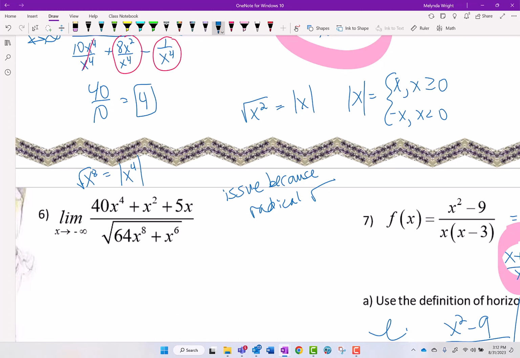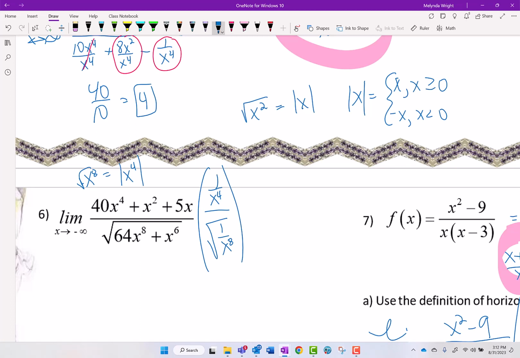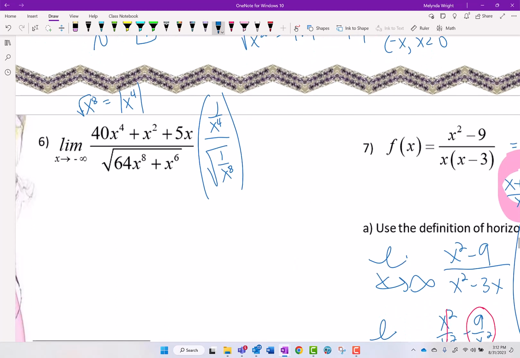Okay? So when I multiply, I've got to multiply by 1 over x to the 4th over the square root of 1 over x to the 8th. And you don't have to put the 1 inside the square root. Sometimes that bothers students, sometimes it doesn't. It's fine. So that's what we're doing. Let me rewrite and let's do all our multiplying. We've done this before. We know how to do it.